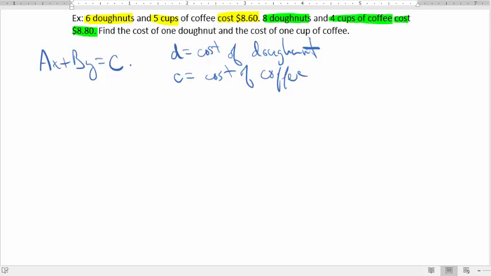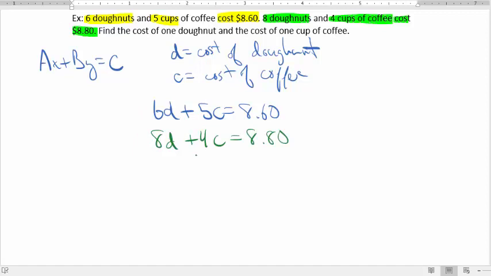So what are the equations going to be? 6d's added to 5c's are going to cost 8.60. That's equation 1. And the second equation is going to be 8d's and 4c's cost 8.80. And now you can see they're both in this ax plus by equals c form, and now I would just solve by elimination.